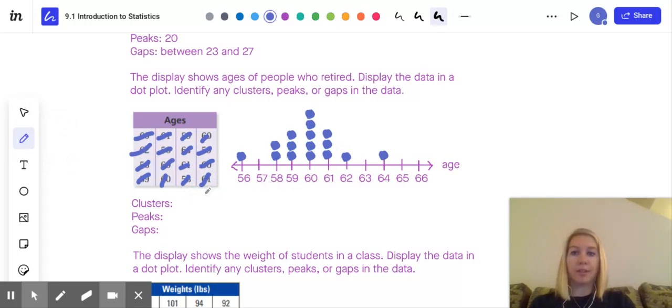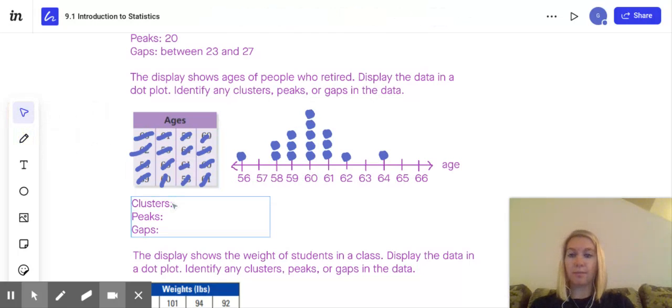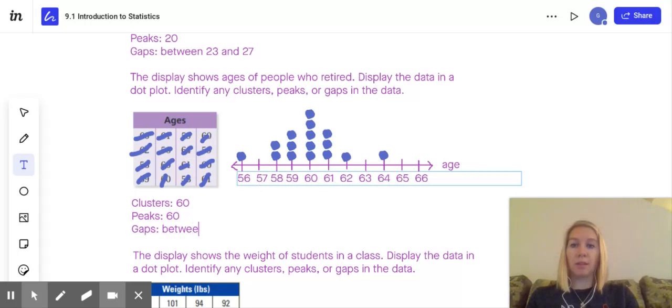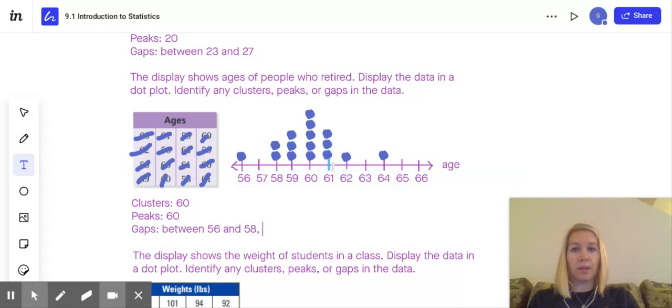So let's find the cluster. Remember, cluster is where most of the dots appear on our dot plot, and that is again at 60. Peaks, well, what's the highest? And again, that's 60. And gaps, let's see, do we have any gaps? Well, there's quite a few. So there's a gap between 56 and 58, right? There's nobody retired at age 57. So between 56 and 58. Here's another gap between 62 and 64.